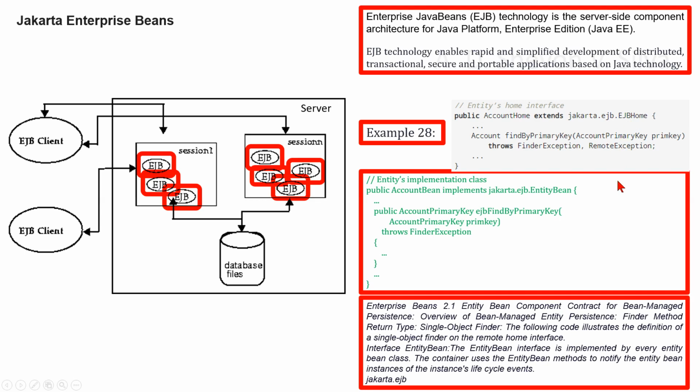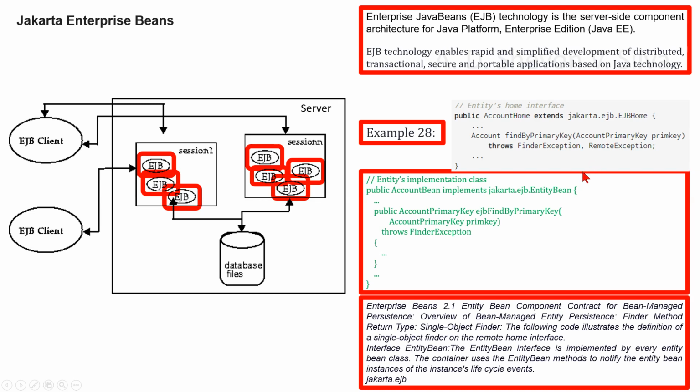Some finder methods, such as ejbFindByPrimaryKey, are designed to return at most one entity object. Here is the class interface EntityBean. The EntityBean interface is implemented by every entity bean class. The container uses the EntityBean methods to notify the entity bean instances of the instance's lifecycle events. This is in the package javax.ejb.